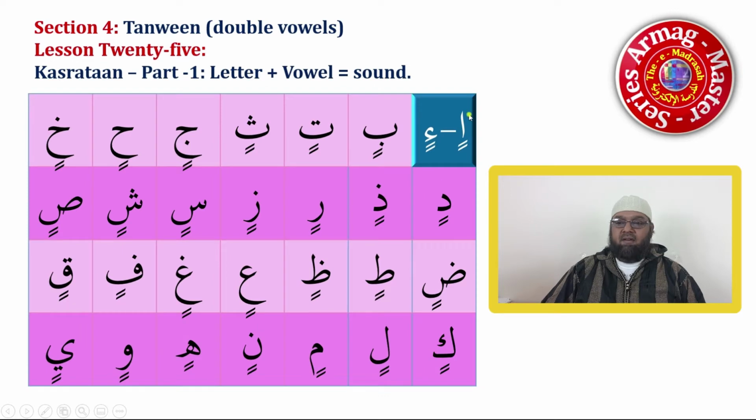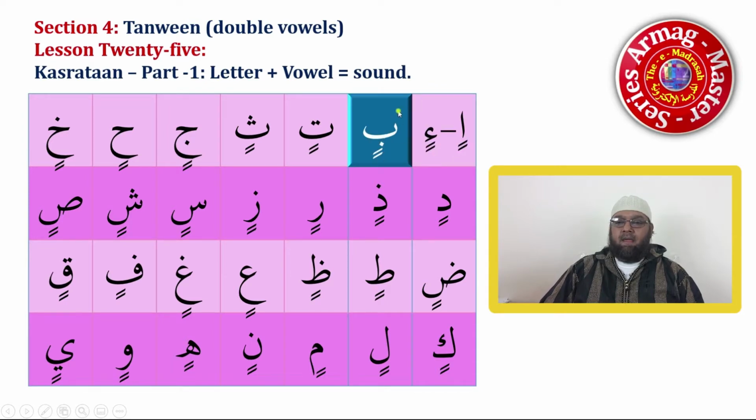Here we have Aleph with Kasratan, and that will give us in. And Hamza with Kasratan will give us in. Okay? The next letter is Ba. And Ba begins with B. The first Kasra is I, so BI gives us B. The next Kasra is equal to N, so BIN equal to bin. All right, so let's read the other ones.